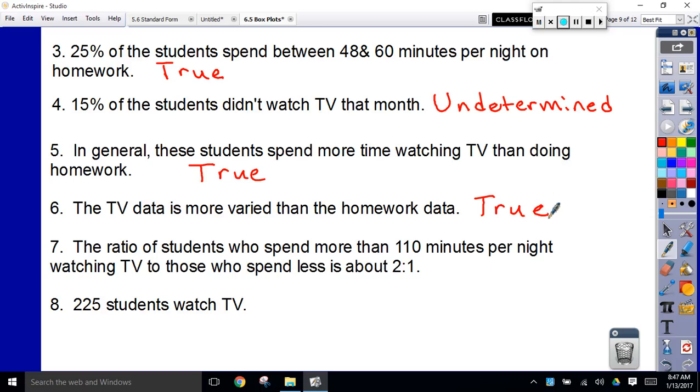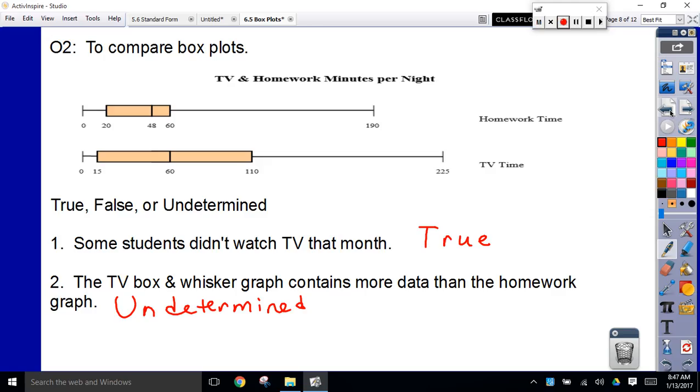Number 7, the ratio of students who spend more than 110 minutes per night watching TV to those who spend less is about 2 to 1. Think about that one for a minute. Figure out if that's actually the right ratio. So more than 110, the ratio of this to this, they're saying, is 2 to 1.